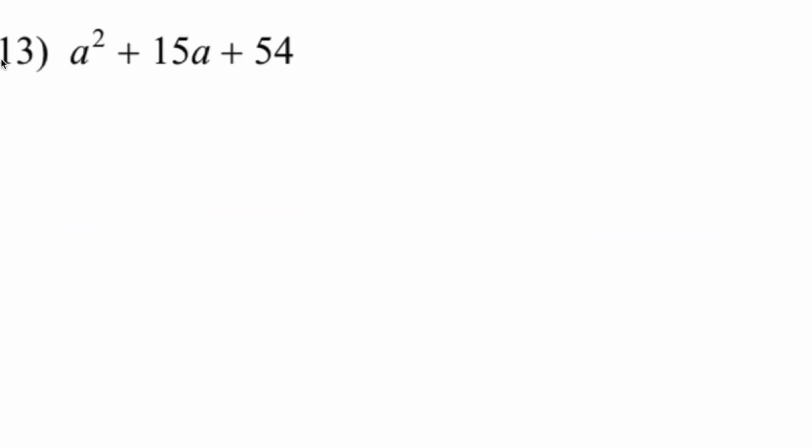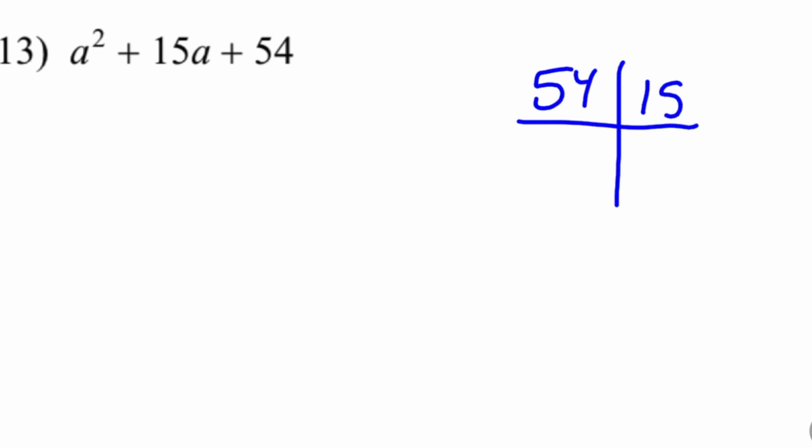All right, next, again, trinomial table. So 54 and 15. I need 2 numbers that will multiply to give me 54 and add to give me 15. So think about it for a second. Try some numbers out. What do we get? 9 times 6. Hopefully you got that. 9 plus 6 gives me 15.